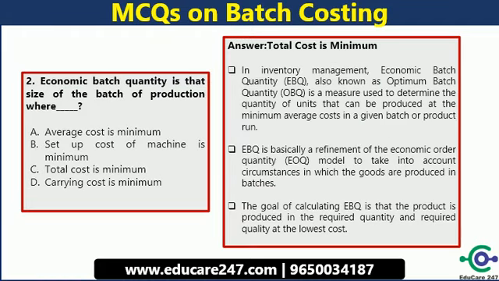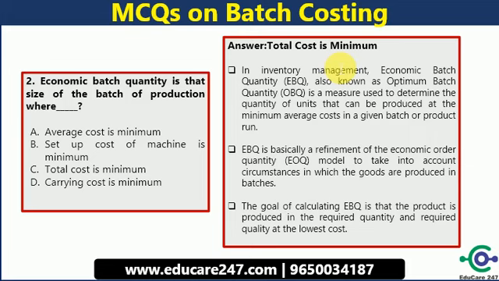Next question we have, economic batch quantity is that size of the batch of production where, option A, average cost is minimum, option B, set up cost of machine is minimum, option C, total cost is minimum, option D, carry cost is minimum. So in this question we have to calculate the economic batch quantity, but under this quantity what needs to be calculated, what needs to be formulated? So the correct answer is total cost is minimum.